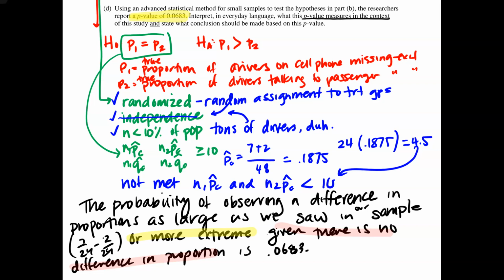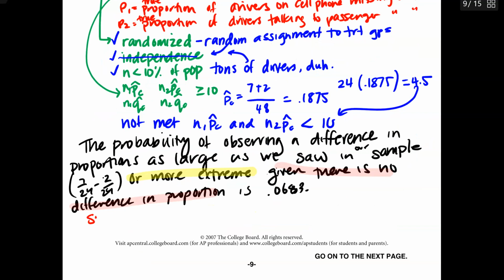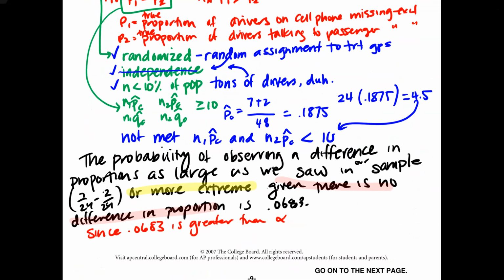Beautiful. Now, of course, it would be very easy to forget there was a second half of this. State what the conclusion is. Remember, for the AP, their conclusion includes the decision. So you would have to say something like, since 0.0683 is greater than, and of course, we'll just use our alpha. They didn't give us one, right? Nope. So we're just going to say alpha 0.05. That's our usual. We will fail to reject the null.